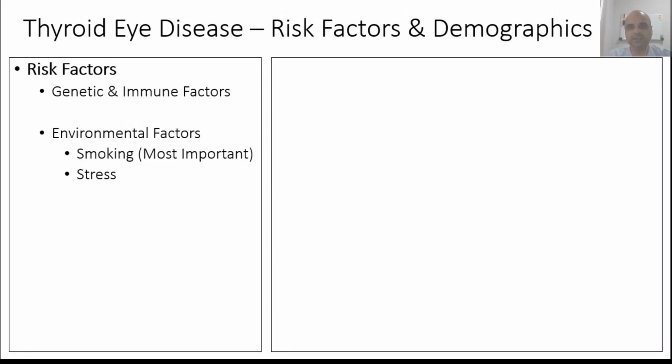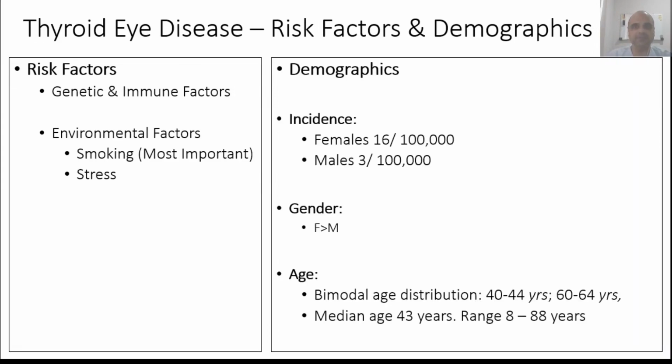The risk factors for thyroid eye disease are genetic and immune factors, and also environmental factors, especially smoking, which is really important, and the general level of stress. These are the demographics. It's way more common in females than males, maybe by as much as 4 times. It usually has a bimodal presentation. The median age of patient presentation is usually 43 years. The first age range where it usually presents is between 40 and 44 years, and the other age group is between 60 and 64 years, a bimodal presentation, but it can occur anywhere from 8 to 88 years of age.